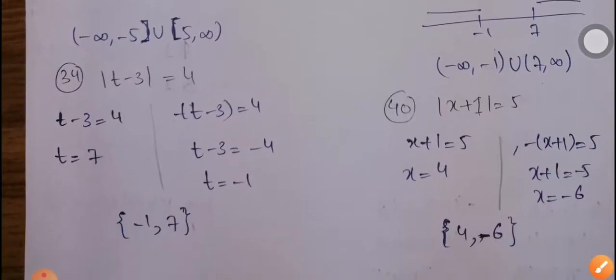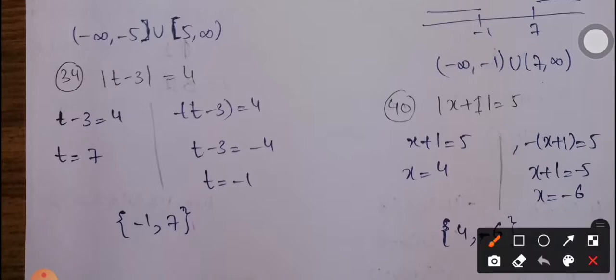Next is question number 34, |t - 3| is equal to 4. This is a simple equation, so we are not going to have intervals as an answer. So t - 3 is equal to 4, and -(t - 3) is equal to 4. This gives t is equal to 7, and this gives t is equal to -1. So here is the solution set for this equation.